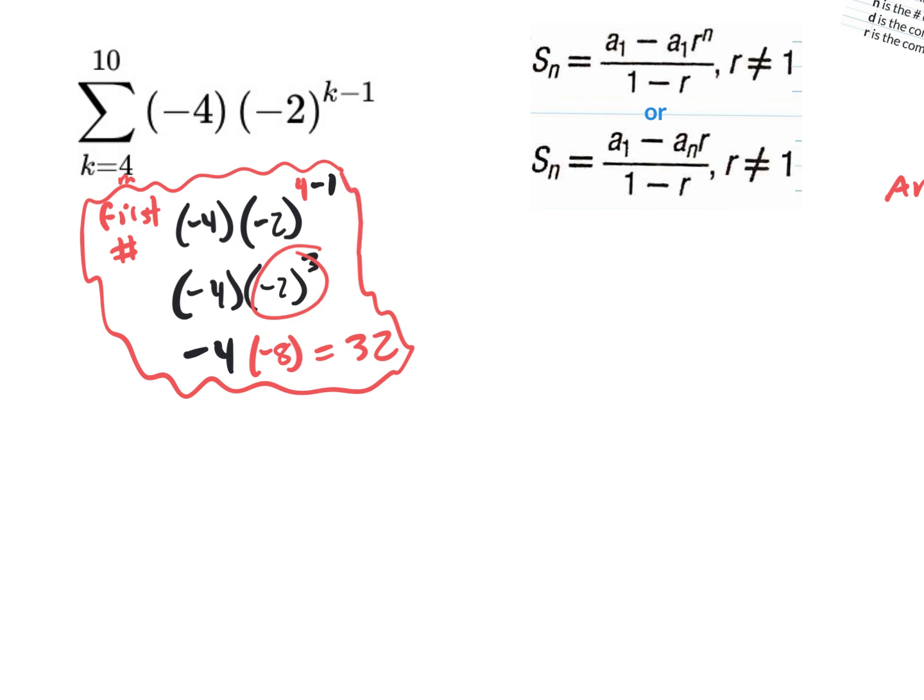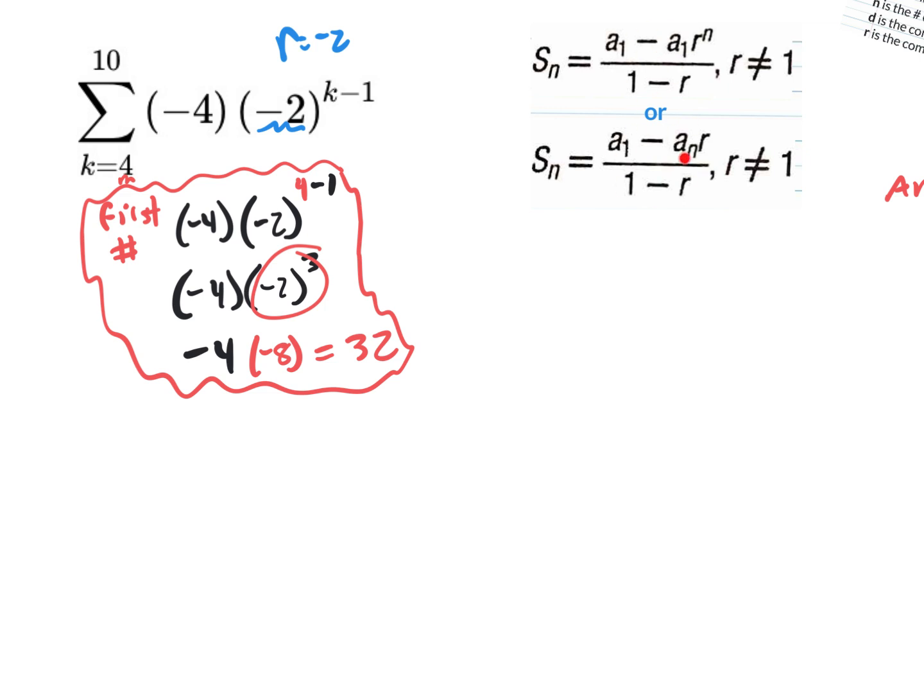So the first number goes right here or right here, depending on which formula you want to use. If you want to use the top one, well, you need to use a sub 1, which is 32. You need to know the common ratio. The common ratio would be this base right here. The common ratio is -2. So you could use the top one if you'd like.